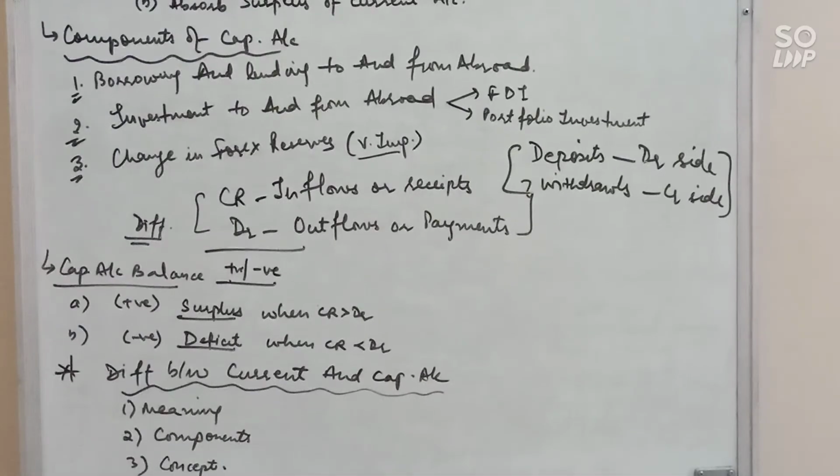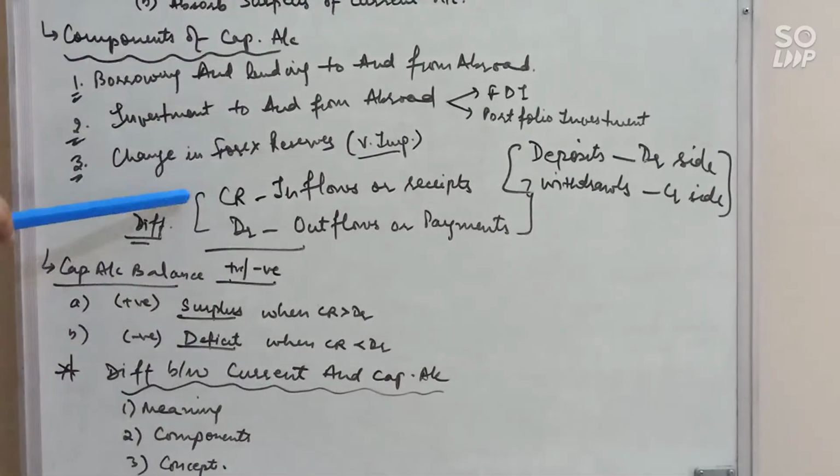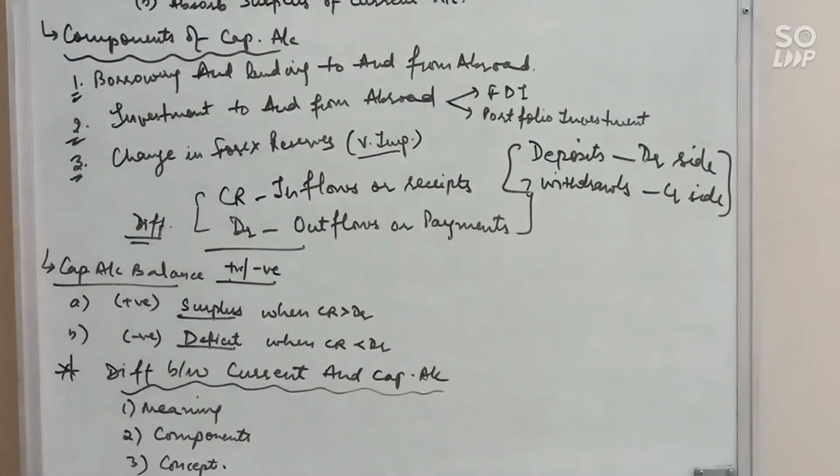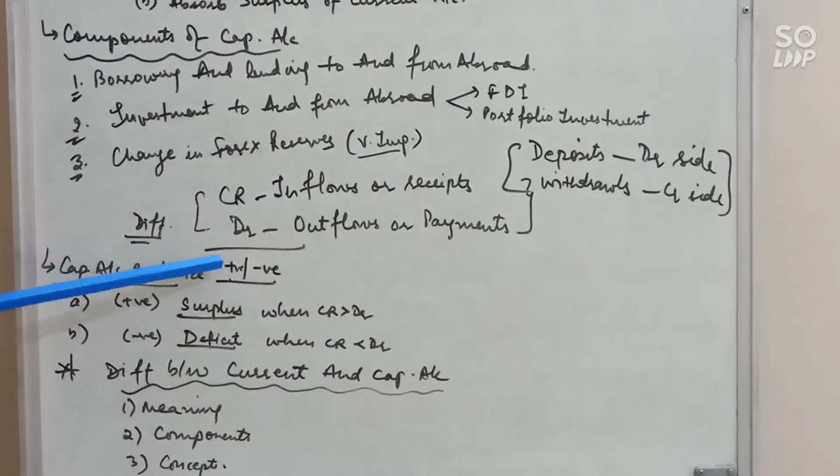So in a nutshell, we can say that all the inflows or receipts will be recorded on the credit side and any outflow or payment will be recorded on the debit side. After recording all the transactions on the debit and credit side, we will find out the balance. It could be positive or negative.